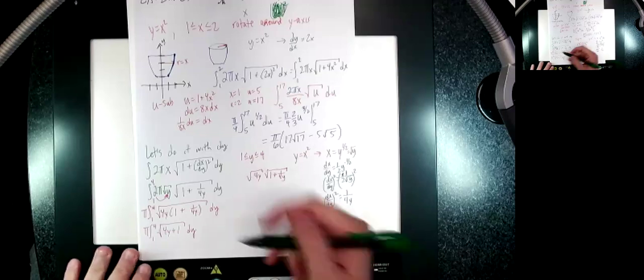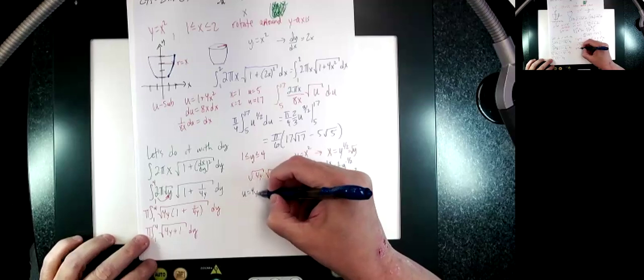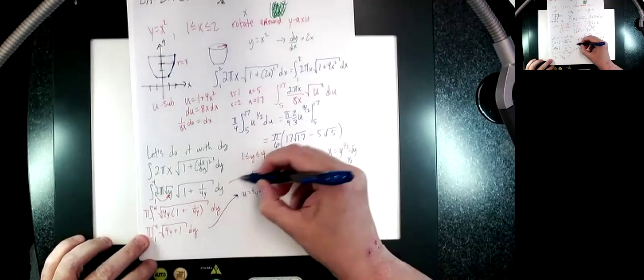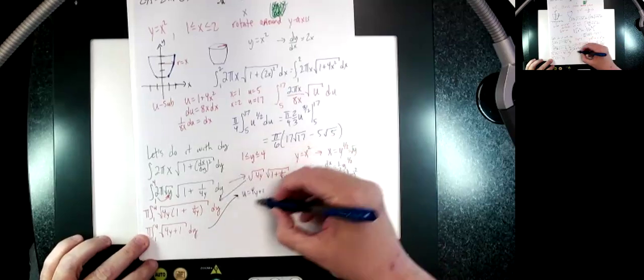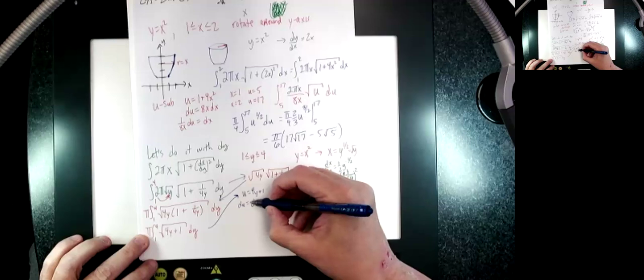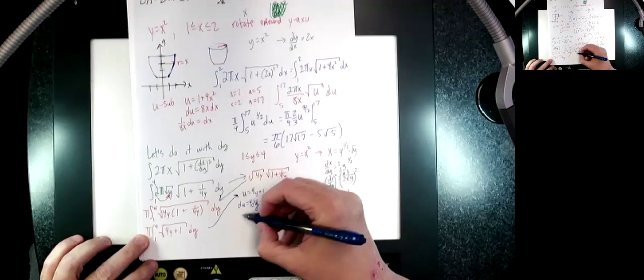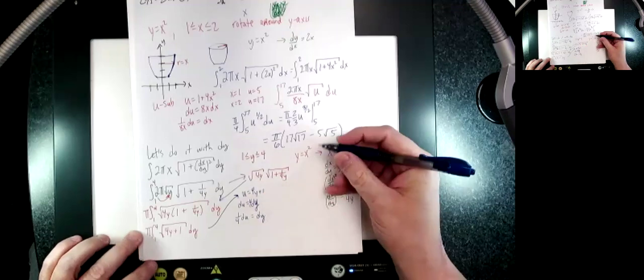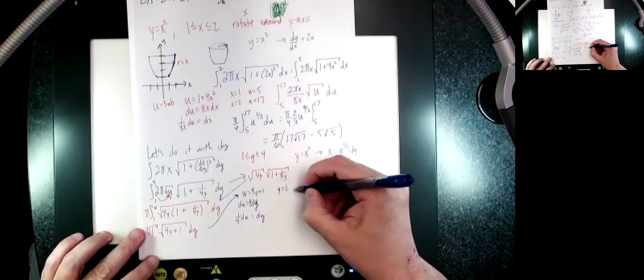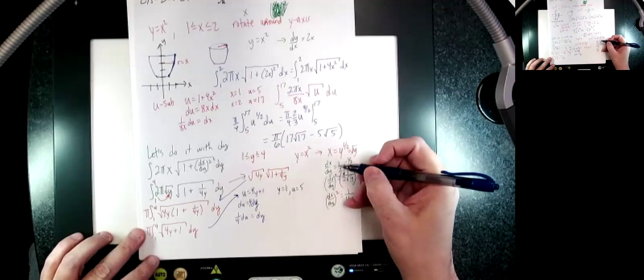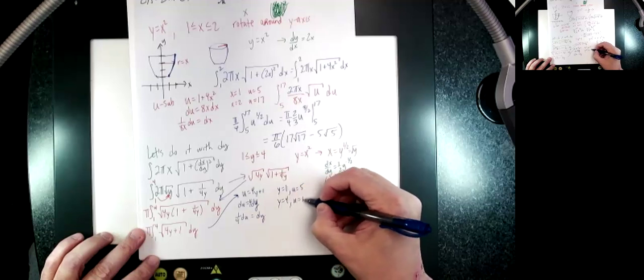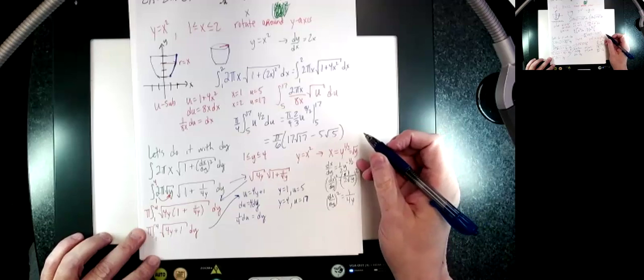So let's do a u sub. Say u equals 4y plus 1. So du is just 4 dy, or 1/4 du is dy. When y equals 1, u equals 5. When y equals 4, u equals 17. Starting to see those numbers we had on the other one, right?